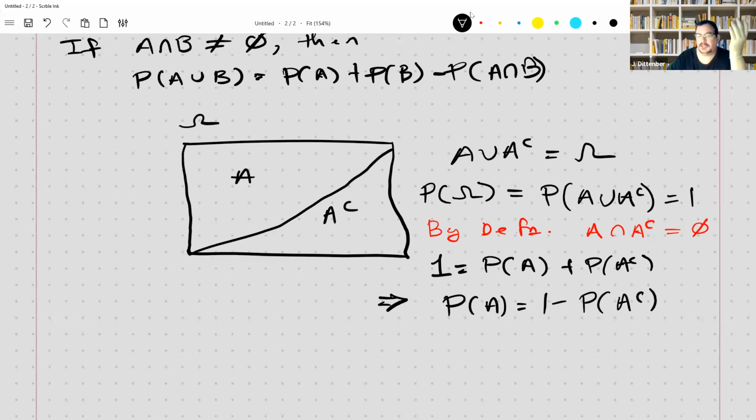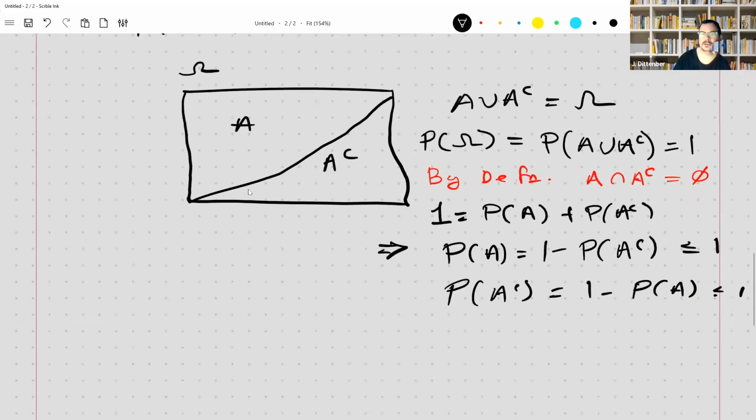And definitely this will be less than or equal to 1, right? Because the entire probability of the sum of them is 1, right? And so also we get that we can do it the other direction as well. 1 minus P of A. Okay.